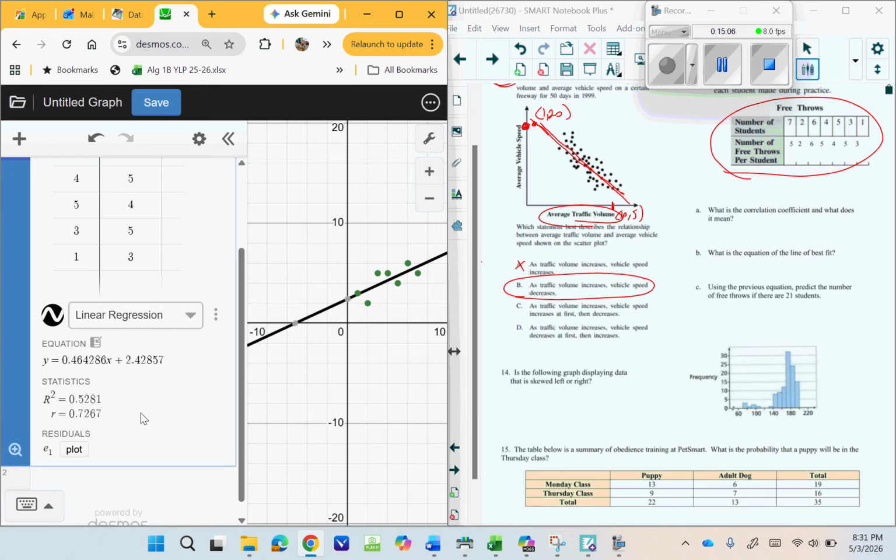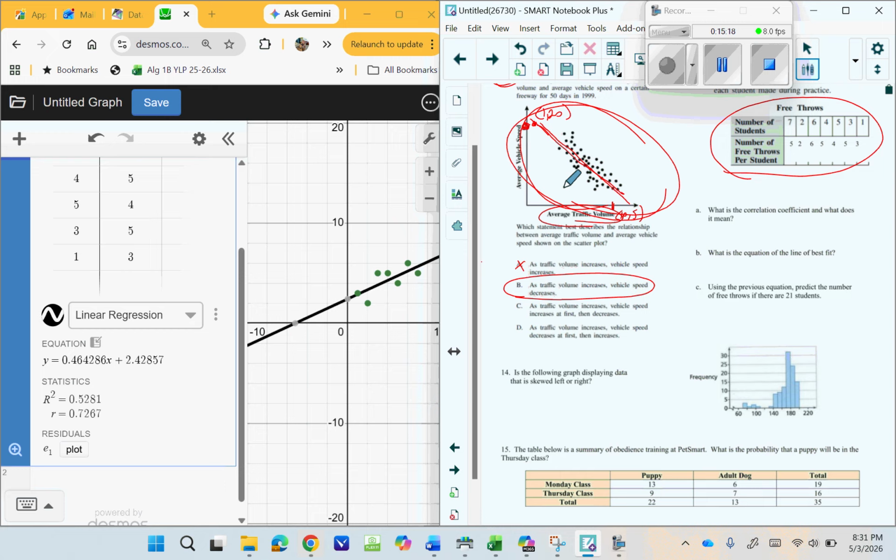0.7267 means that there is a positive correlation, because if it were negative, like let's say this one over here, it would be a negative R. But it means that it's about 72% correlated, 73%, something like that. And so when it asks what is a correlation coefficient and what does it mean, I would describe the type of correlation. If you're getting up to the 90s, like 0.9 something, I would say it's a strong positive correlation. But for this one, I'm just going to say it's a positive correlation.